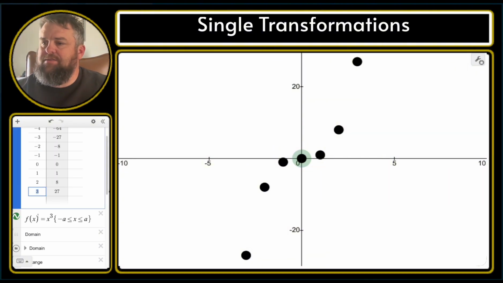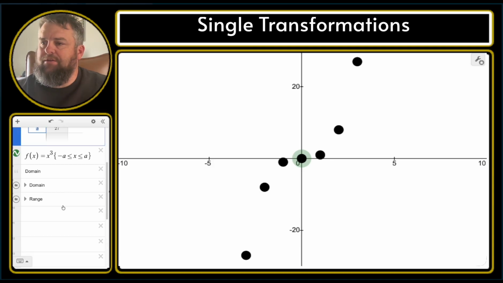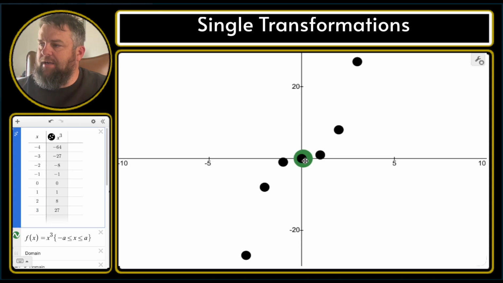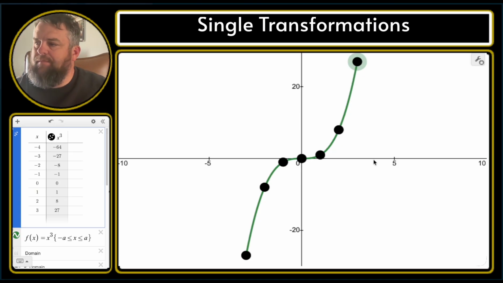Okay, so what does this one look like? Let's take a look at our point and let's drag it. So as I start at the origin and I drag to the right, you'll see that the graph is very symmetrical. And I'll have it stop right there. Okay. And that's what the cubic function looks like.